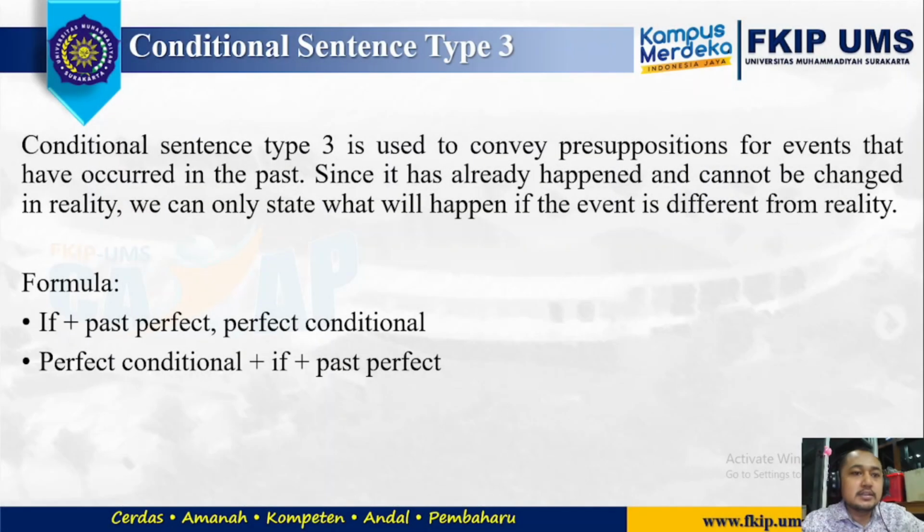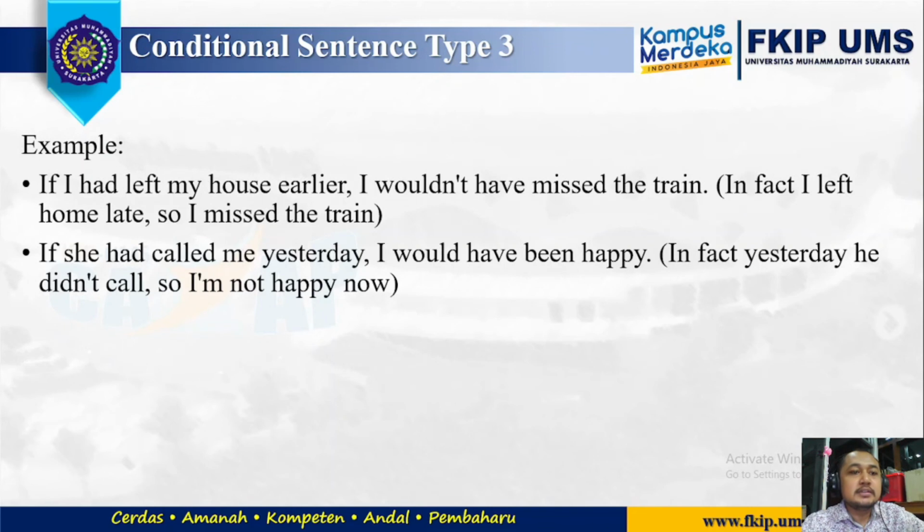Okay, and the last one is conditional sentence type 3. Conditional sentence type 3 is used to convey presupposition for events that have occurred in the past. Since it has already happened and cannot be changed in reality, we can only state what would happen if the event were different from reality. So here is the formula: if plus past perfect, and perfect conditional. And this is the example.